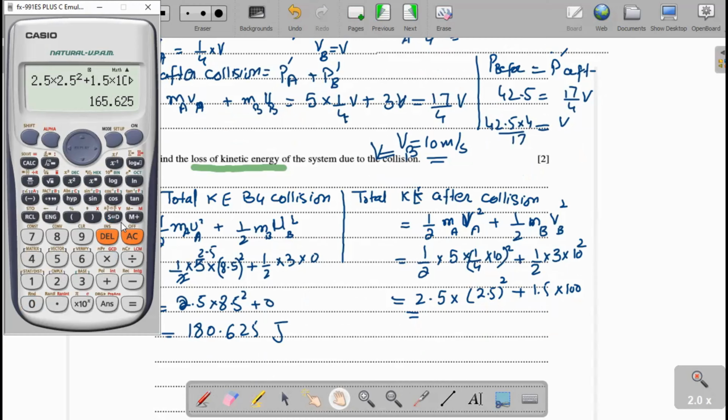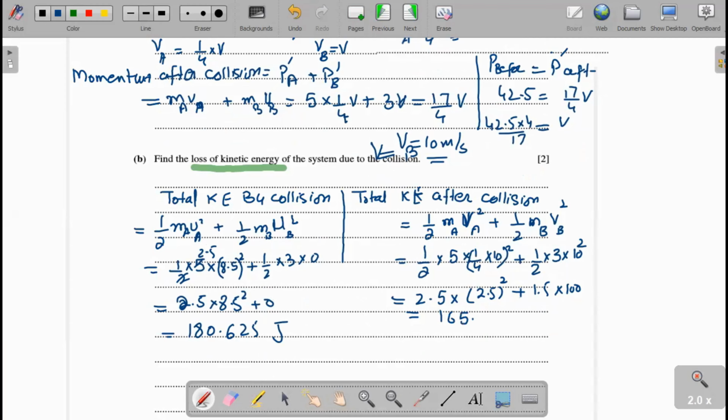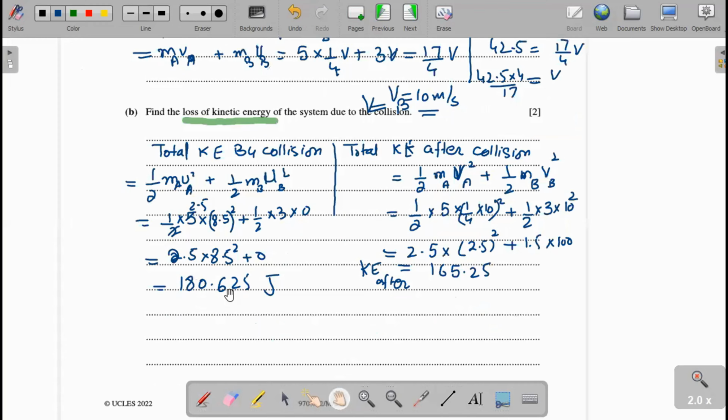Now we get 165.25. That's the answer. This is the total kinetic energy after collision. You can see that before collision the kinetic energy is 180.625 and after is 165.25. Therefore, the loss of kinetic energy will be equal to 180.625 minus 165.25. We get 15 joule.